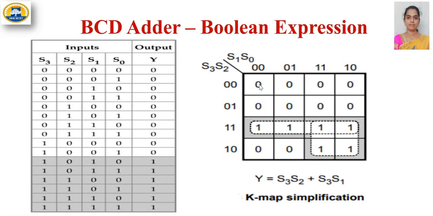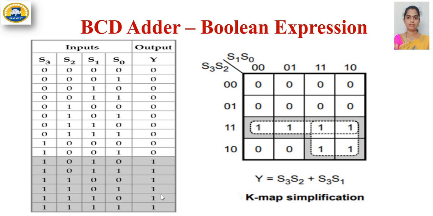A BCD adder needs a logic diagram to detect whether the sum is greater than 9. To design that logic diagram, it needs a Boolean expression. For that purpose, consider the inputs S3, S2, S1 and S0 and one output Y. This Y represents the 5th bit. Usually for the BCD numbers 0 to 9, there is no 5th bit, therefore the output is 0. If the number exceeds 9, the 5th bit occurs, and that 5th bit value is 1, and that is represented here in the output column.